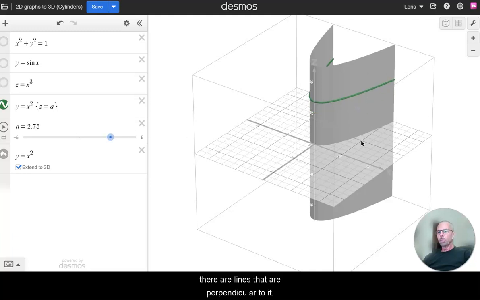that are perpendicular to it, like the z-axis here is perpendicular to it. There's a bunch of lines that are perpendicular to it here.